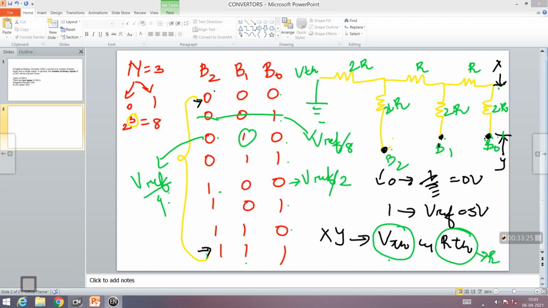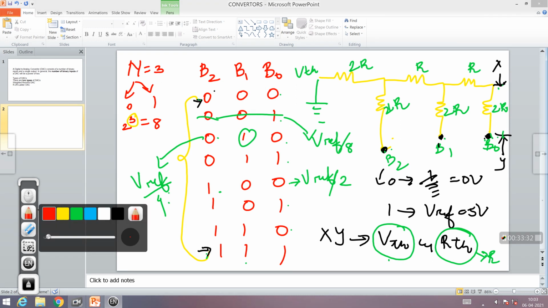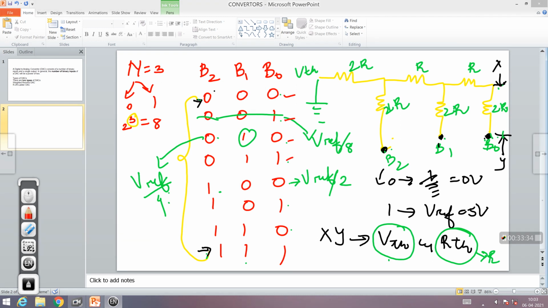So like that, you have to calculate the effective voltage VTH across my points X and Y for these various combinations of inputs. I have shown you for one, for the remaining two I have given the values. I will advise you to solve it and find out those values. Because once you understand how to get the voltage at these points, this network is going to be applied somewhere else. You have to understand how to get your VTH and RTH.